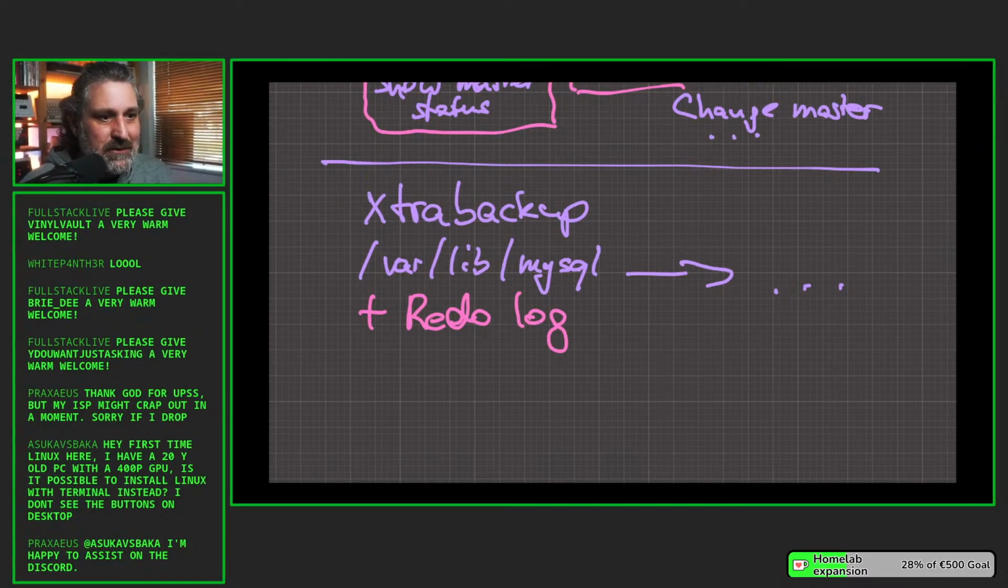Azuka writes, hey, first time Linux here. I have a 20-year-old PC with a 400p GPU. Is it possible to install Linux with terminal instead? Don't see the buttons on desktop.